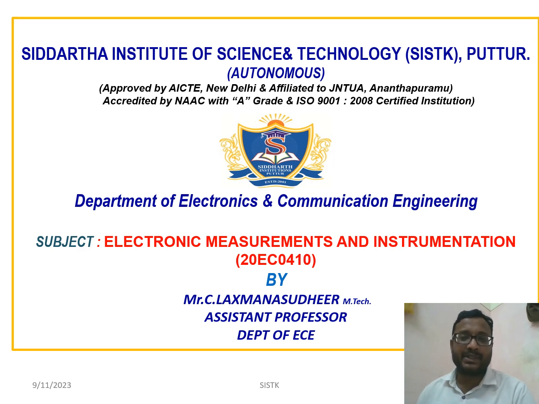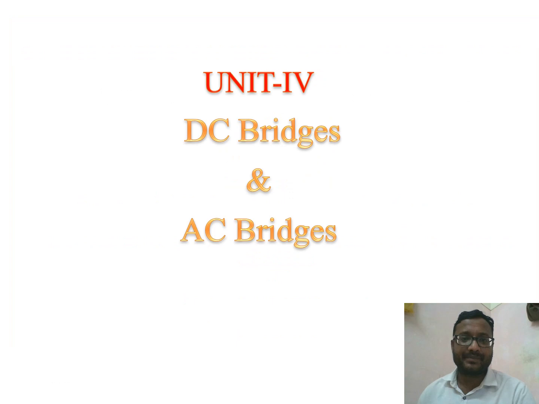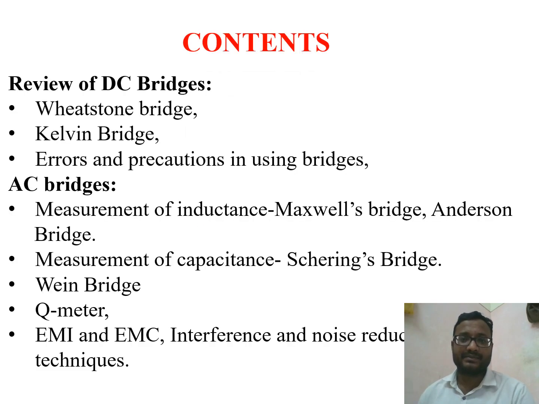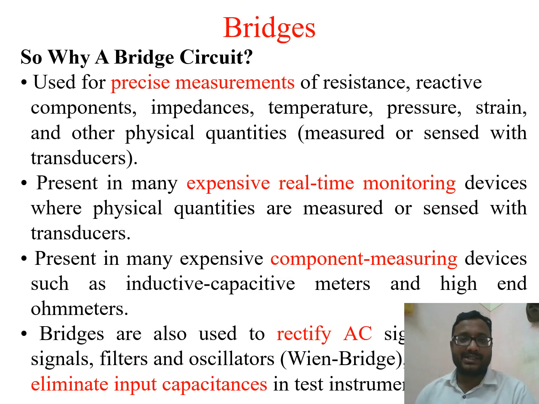Today, I would like to tell about the bridges concept. Bridges are of two types: DC bridges and AC bridges. The DC bridges include the Wheatstone bridge and Kelvin bridge, and the AC bridges cover measurement of inductance, measurement of capacitance, and Wien bridge. These are the various types of DC bridges and AC bridges. Let us discuss the concepts one by one.